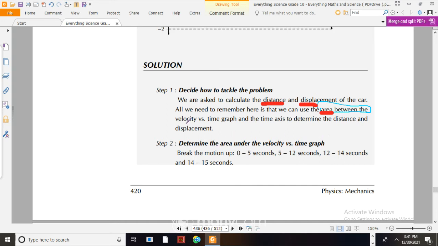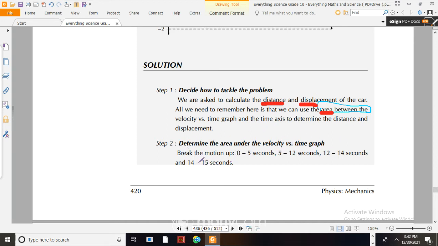So second step. In step 1, we are asked to calculate the distance and the displacement. All you need to remember here is that we can use the area between the velocity and time graph and the time axis to determine the distance and the displacement. In the first step, what is the requirement? The area is required to determine distance and displacement. Determine the area under the velocity graph.